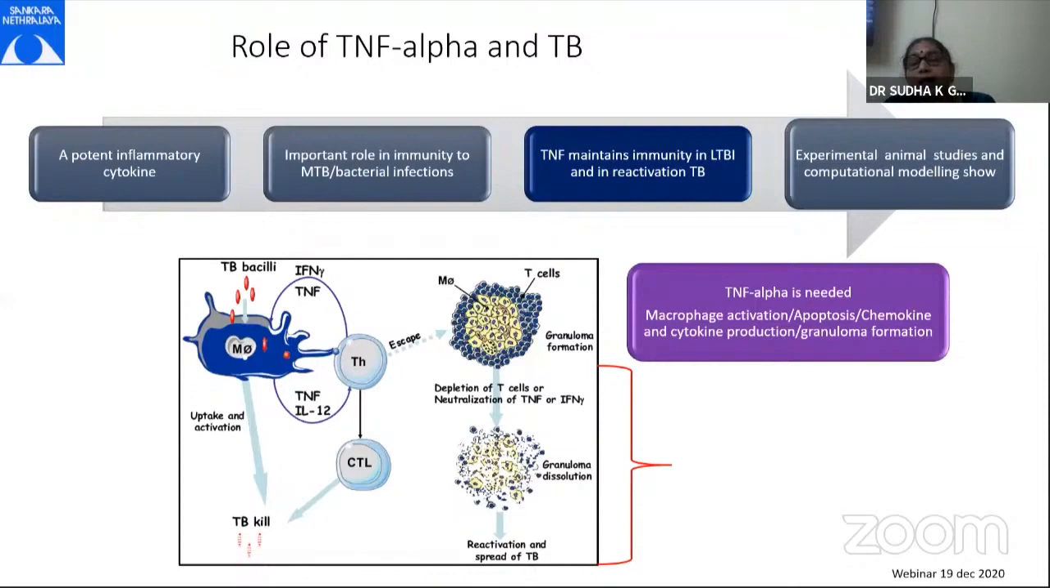And experimental animal studies as well as computational modeling show that TNF alpha is needed for the macrophage activation, apoptosis, chemokine and cytokine production, and the granuloma formation. So what happens when we give an anti-TNF? There may be a depletion of the T cells and neutralization of the TNF or the interferon gamma, as a result of which either a granuloma doesn't form or there is a dissolution of the granuloma, which results in a reactivation and spread of the TB.